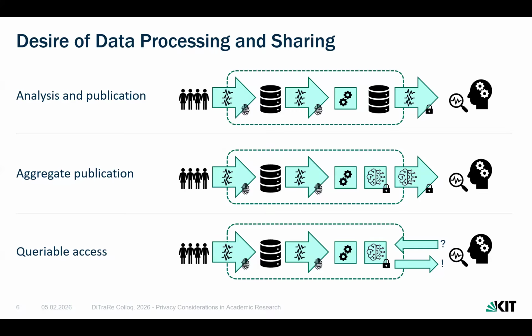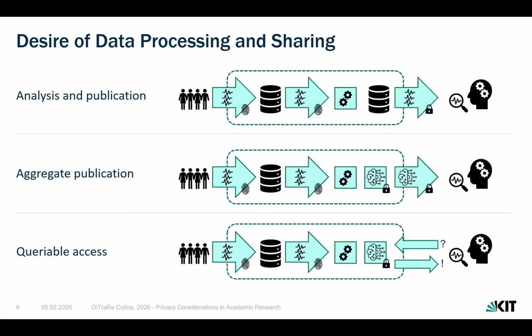One would be in the middle, the aggregate publication, where the idea is that, again, we're collecting the data from the individuals, and then somewhere along the way, we're creating aggregates. So, for instance, we're training machine learning models, or we're extracting statistics, and then we publish the statistics or the machine learning models, hoping that the data cannot be extracted from those statistics, and that we don't really disclose any information about our individuals from the study in the first place.